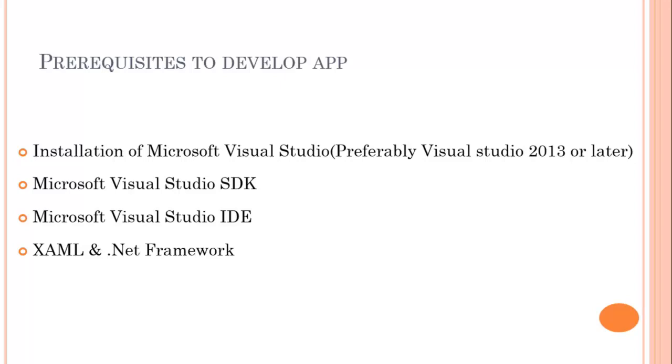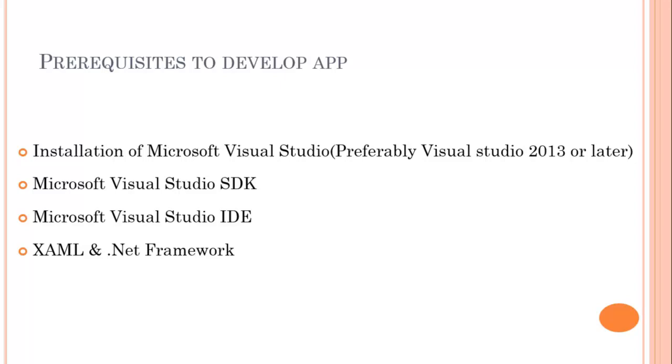Next is Microsoft Visual Studio IDE. This means anyone who wants to design Windows Phone 7 application must be aware of the interface that he is using to develop the application. So you must be aware of Microsoft Visual Studio IDE. Next is XAML and .NET Framework. If you are using .NET Framework to design the Windows Phone application, you must be aware of extensible application markup language and the components of .NET Framework.